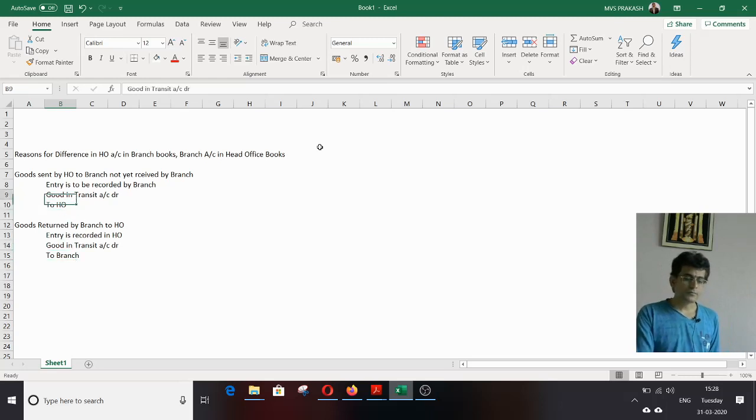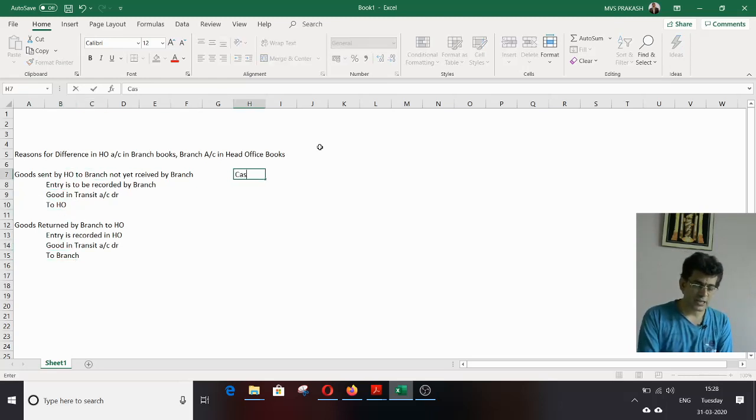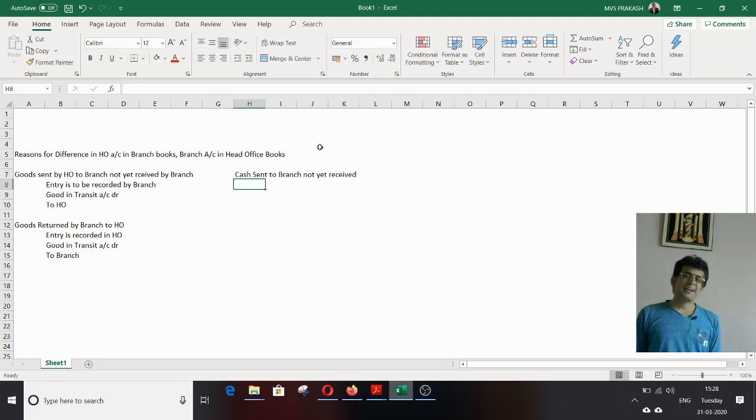Now, the next case: cash sent to branch, not yet received. Head office has remitted some cash to branch, but the branch has not yet received it. Head office, as soon as it sends the money, will record it in its books. What entry will it pass? As it is giving cash, some sort of advance to the branch, the debit balance increases. Branch account will be debited, and bank account or cash account will be credited.